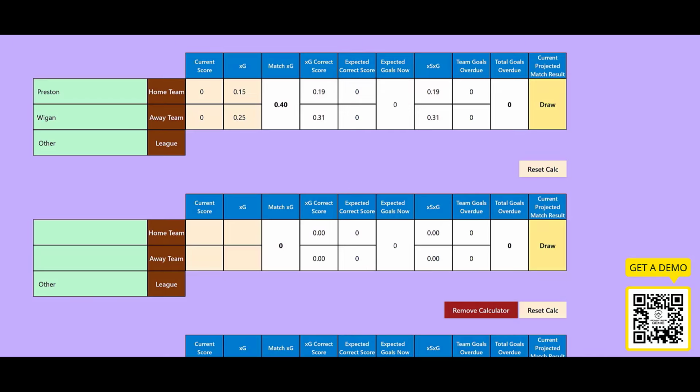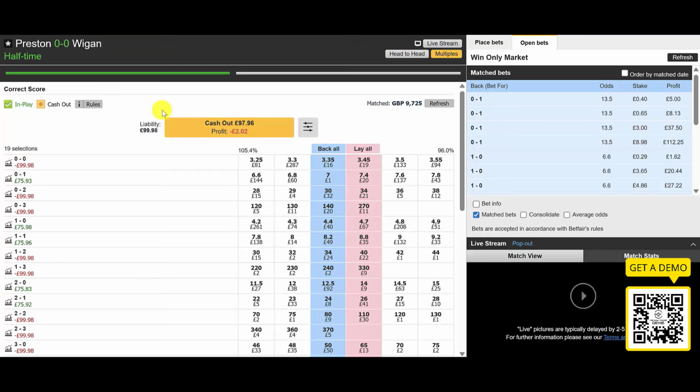It's the beauty of correct score trading. Anyway, I've plugged in the numbers for the XG on this one, and the XG is pretty low also. So as it stands, there's no goals overdue. The current projected match result is a draw. So you could decide that this match isn't quite how I expected, or in some ways it is how we expected, and just say I don't want to be involved, let me exit out for a scratch trade.